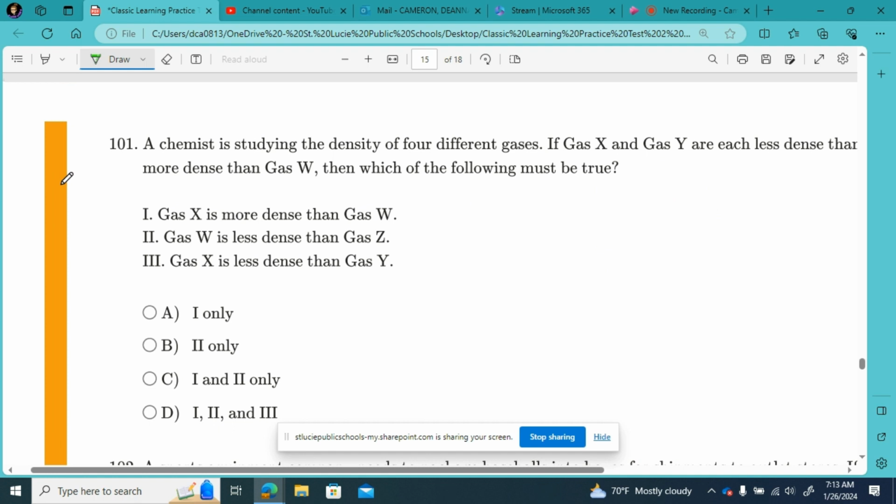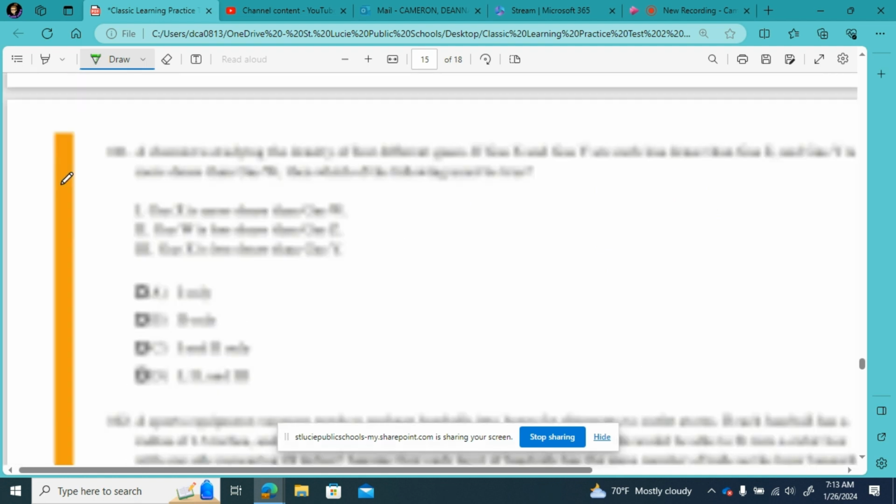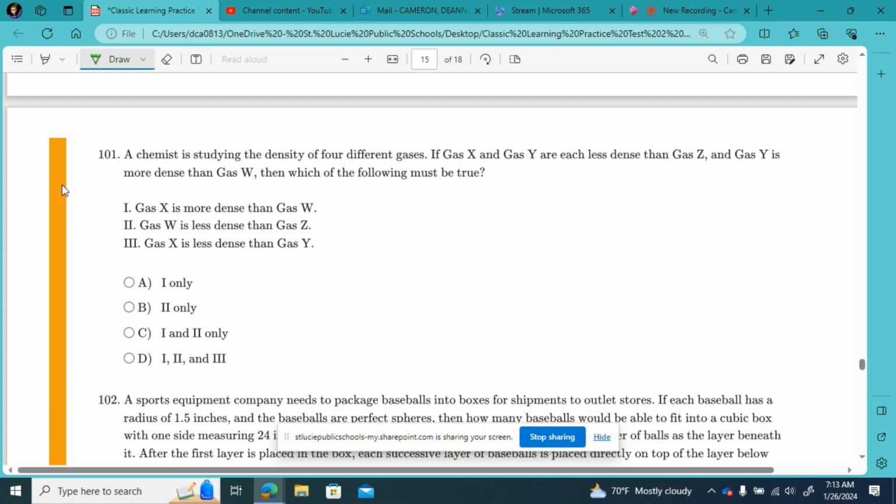And this is one of those logic and reasoning questions. There we go. A chemist is studying the density of 4 different gases. If gas X and gas Y are each less dense than gas Z, and gas Y is more dense than gas W, which of the following must be true? Okay, that's a lot to follow. Gas X and gas Y are each less dense than Z. So Z is more dense, so it would sink, and gas X and Y each are less dense, so we know that. We also know that gas Y is more dense than W.